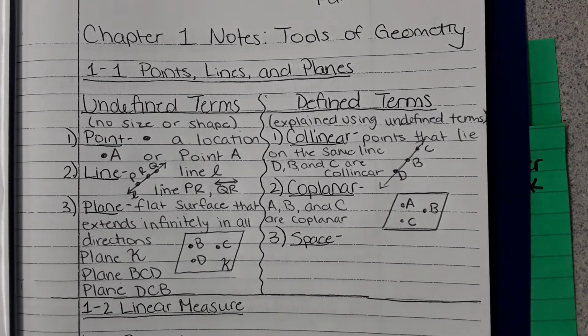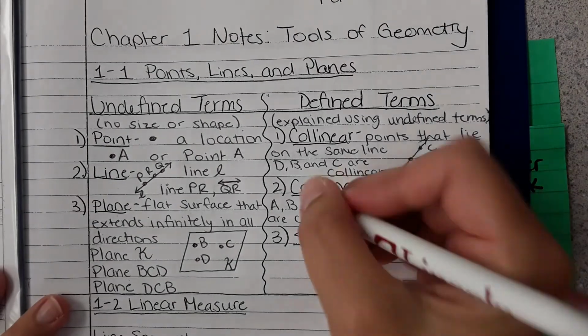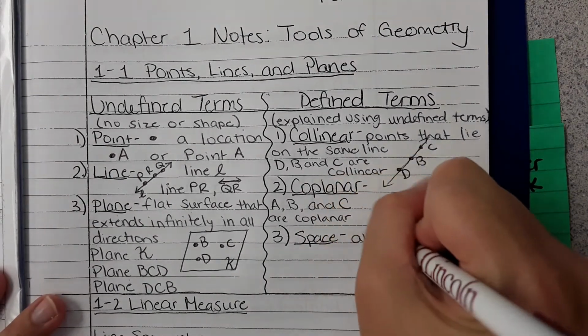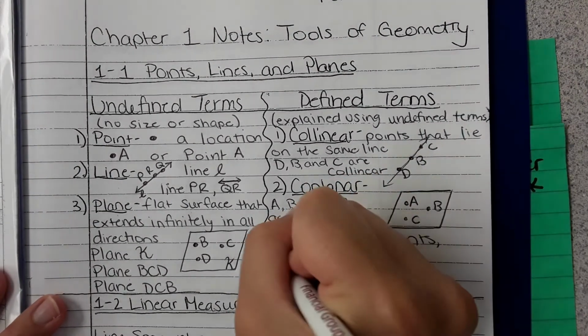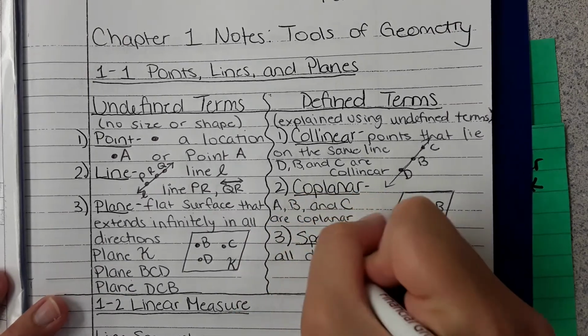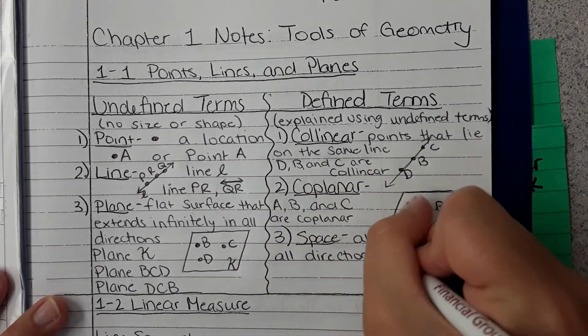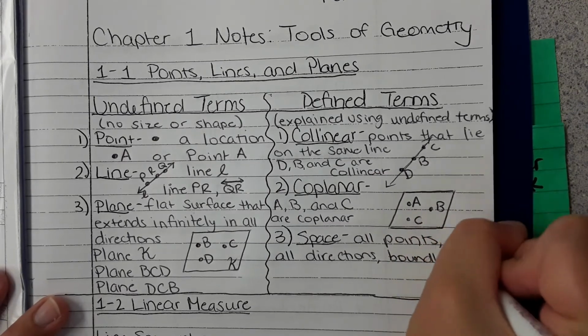And last but not least is space. Space is defined as all points in all directions, and it is boundless. It goes on forever and ever.